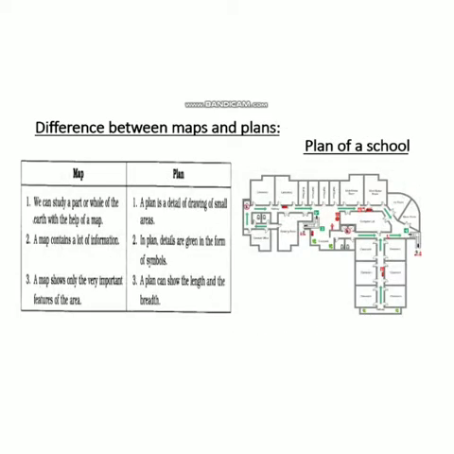Difference between maps and plans. A plan is a drawing that shows the horizontal section of a small area or a building. A map and a plan are very similar, but there are some differences between them. We can study a part or whole of the earth with the help of a map, but a plan is a detailed drawing of small areas. A map contains a lot of information, while in a plan, details are given in the form of symbols. A map shows only the very important features of the area, but a plan can show the length and the breadth. In simple words, while a plan shows a school or a part of a neighborhood, a map shows the whole city, district or state.